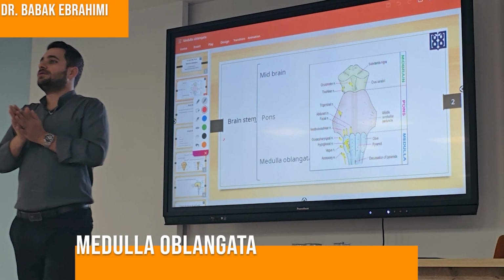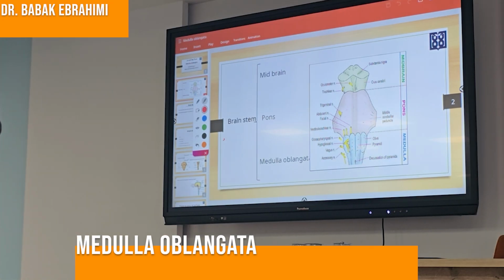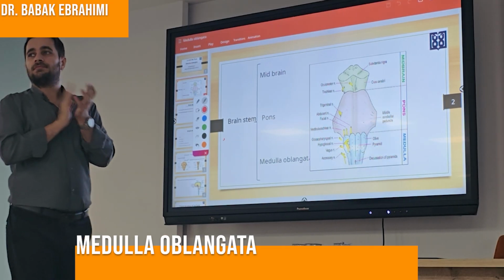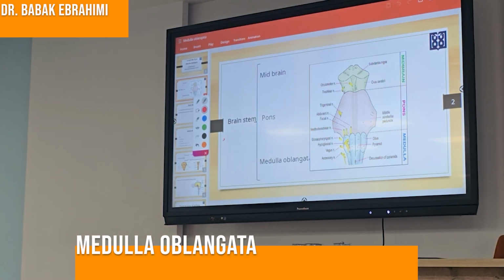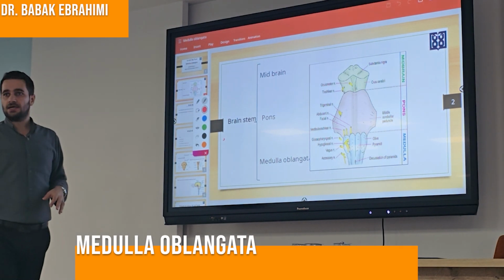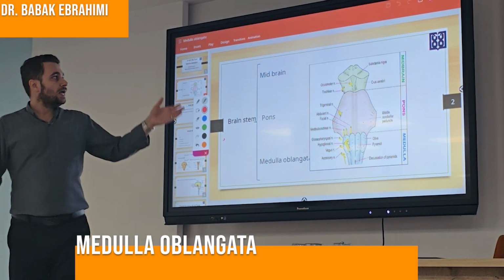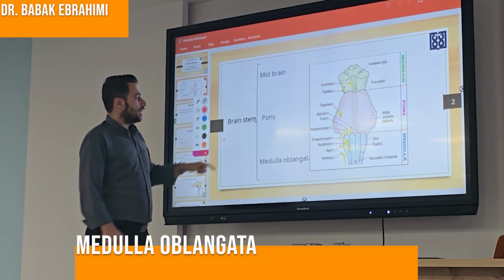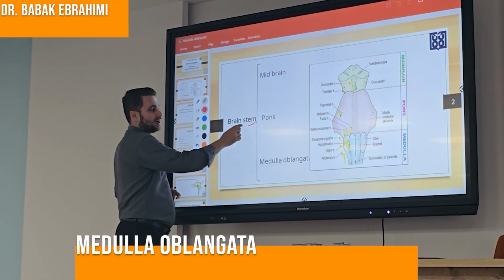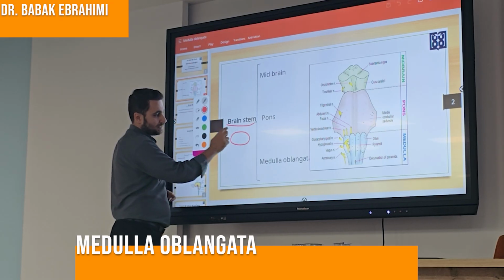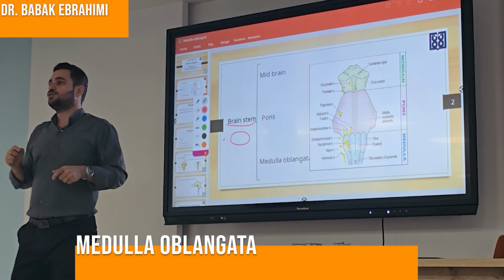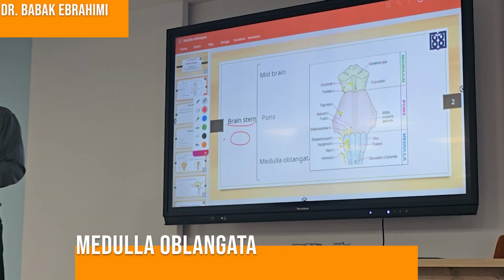I told you about the spinal cord, and you know about the external features of the spinal cord. I told you about the sulcus, the fissures, the tracts, the gray matter, the white matter. From this slide, we start to study the brain stem. Look at here. I told you the CNS includes brain and spinal cord.